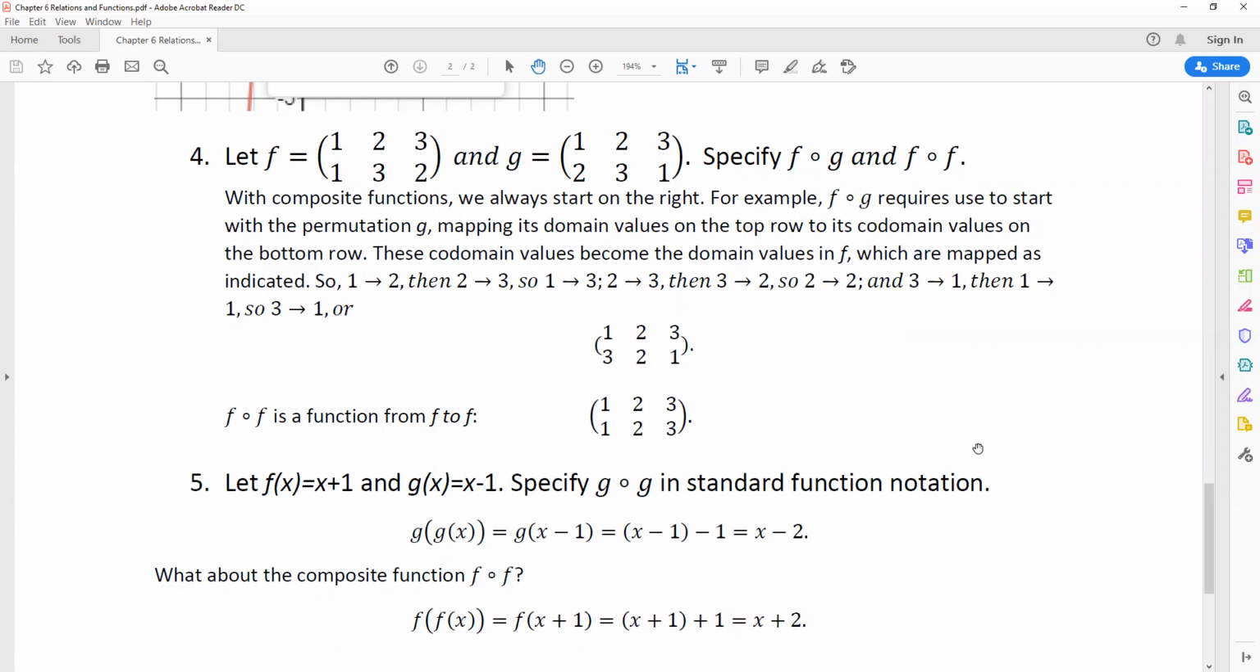And I'm going to make an assumption here that should be relatively safe if you're taking abstract algebra. You do have quite a bit of experience with composite functions. And that's exactly what we're going to do here. f of g is a composite function, and f of f is a composite function. And we go from right to left.